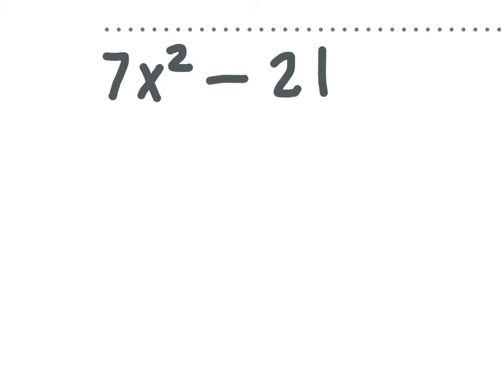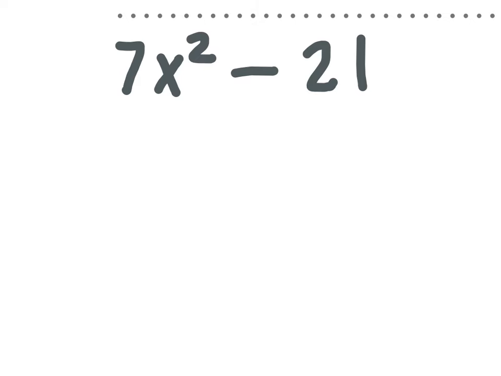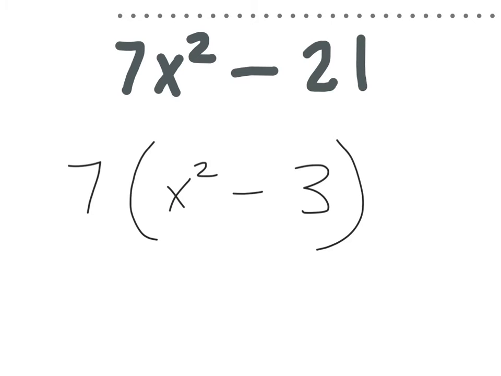Okay, example 2. What number can we pull out? 7. How many x's can we pull out? None. Since 21 doesn't have any x's behind it, we can't pull out any x's. So what are we left with in our first? X squared. Just x squared, perfect. And minus what? 3. Minus 3. Because we divided the 7.